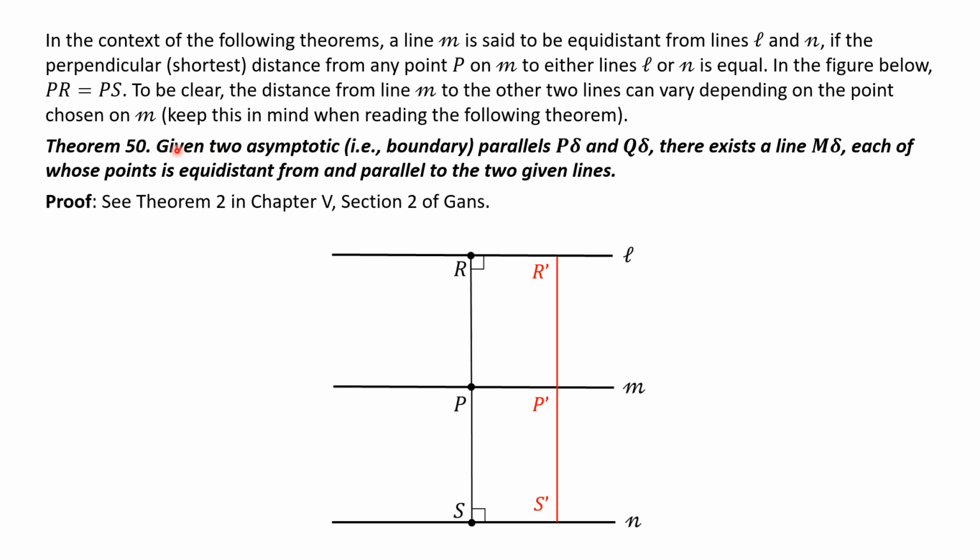So we have a theorem: given two asymptotic boundary parallels, P delta and Q delta, not this figure here, just not to confuse you, there exists a line M delta, each of whose points is equidistant from and parallel to the two given lines. And if you're interested in a proof, it's from this book that I've referenced many times by Gons, and I think I've given you the link to the Internet Archive location where you can borrow the book if you want to have a look at the proof.